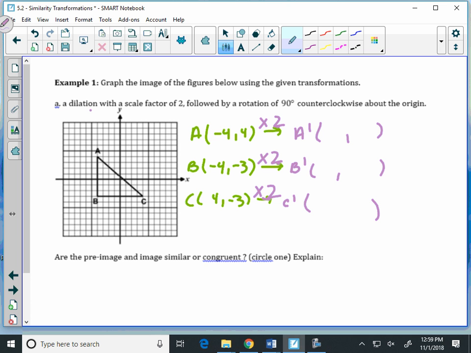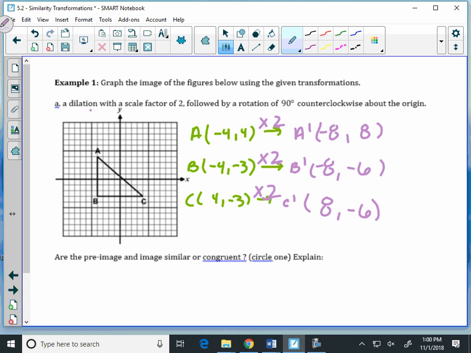When we multiply A by 2, what do we get? Good. -8. Back to you, Gabe. When we multiply B by 2, what do we get? -6. Okay. And then when we multiply C by 2, Alyssa, what do we get? Good. -6.